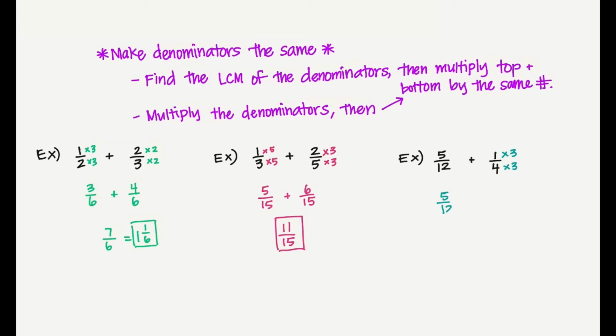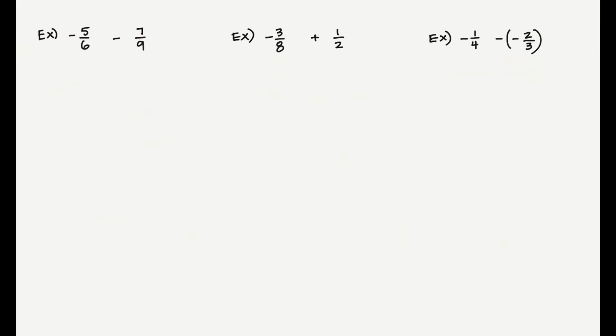So that's what I'm going to do to save some time. So that becomes 3 over 12. Together they add up to 8 over 12. I can divide them both by 4, and my final fraction then is 2/3. All right, so hopefully this is making sense, but let's add some negative numbers in the mix.